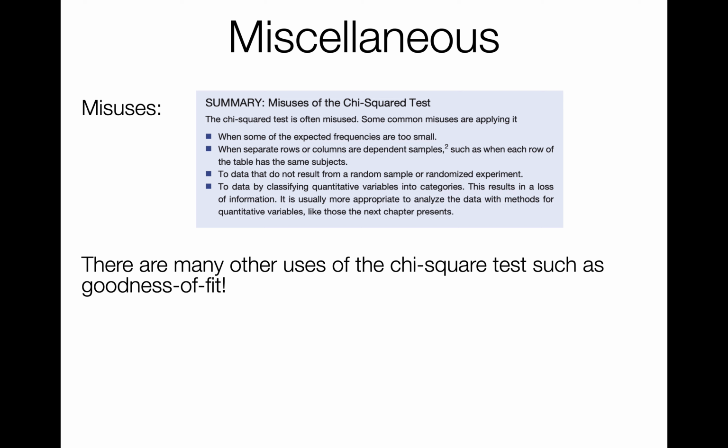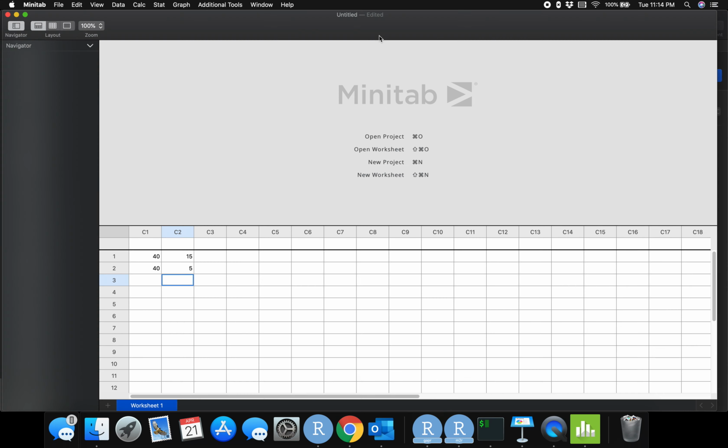Okay, so now I want to go to Minitab. Hopefully we can all see Minitab here, and I want to show you how to do the chi-square testing. In Minitab, I haven't said what these variables are called. I just literally put in the numbers in a 2x2 format. So I have 40, 15, 40, and 5, okay?